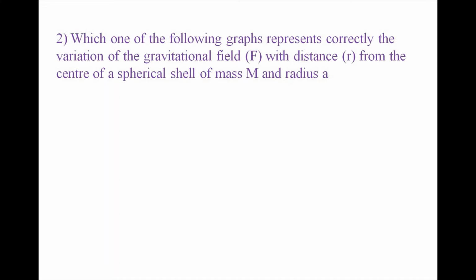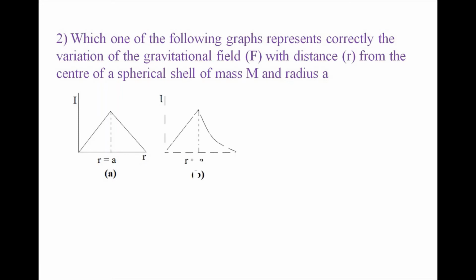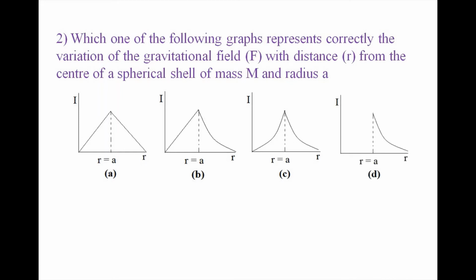Which one of the following graphs represents correctly the variation of the gravitational field F with distance small r from the center of a spherical shell of mass capital M and radius small a? Let's see option A, that means the first graph. Option B. Option C and option D. So let's see the solution of the second objective.